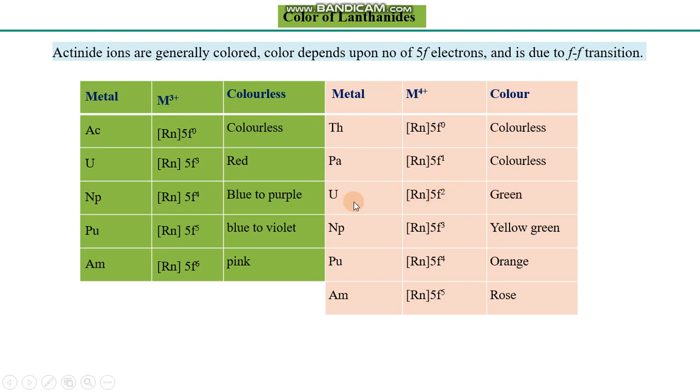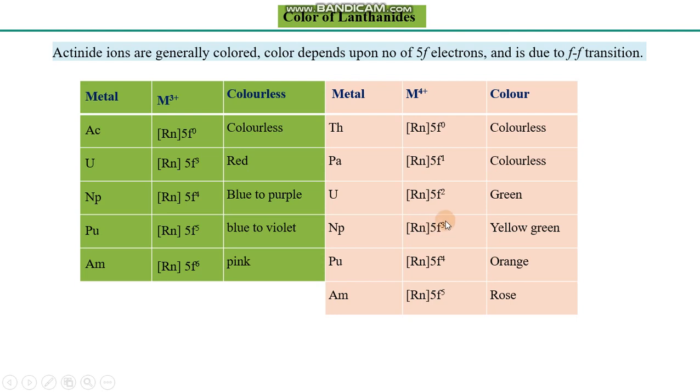If you compare the color of uranium in plus 3 oxidation state and uranium in plus 4 oxidation state, here the color was red, and in the case of plus 4 the color is green. So even a single electron can drastically change the color of two species from red to green in the case of the same complex, even if the rest of the environment is exactly identical. So the electrons in the antipenultimate shell have to be considered for explaining the color of different species.